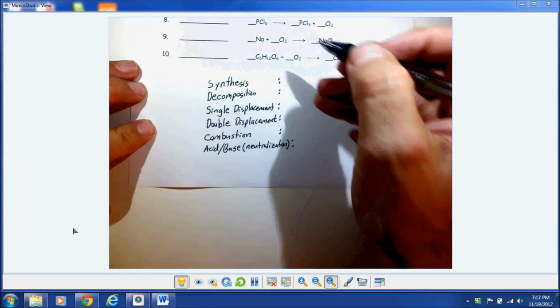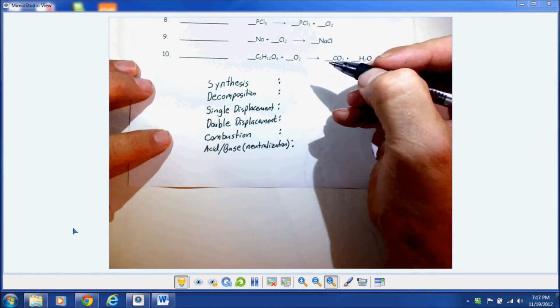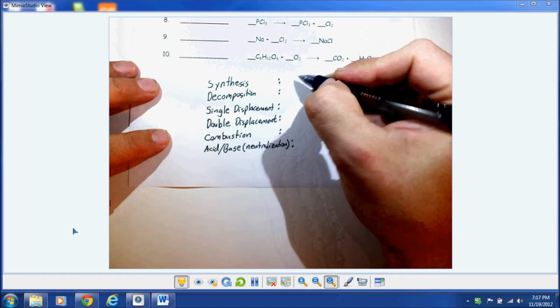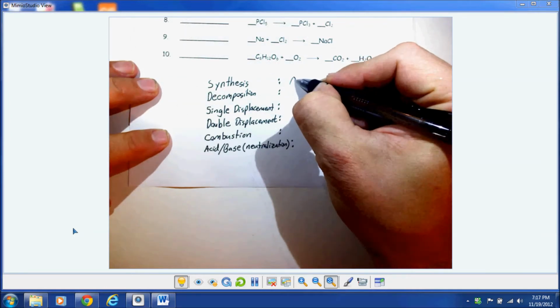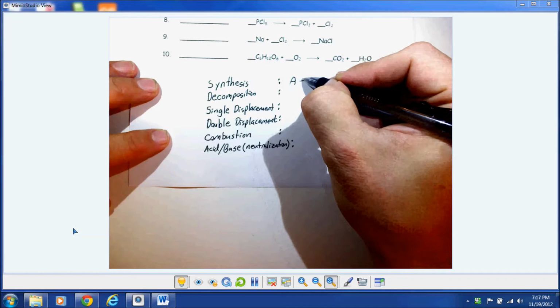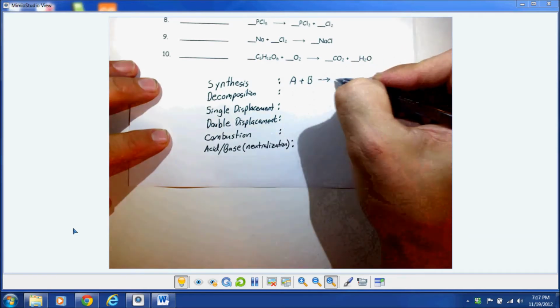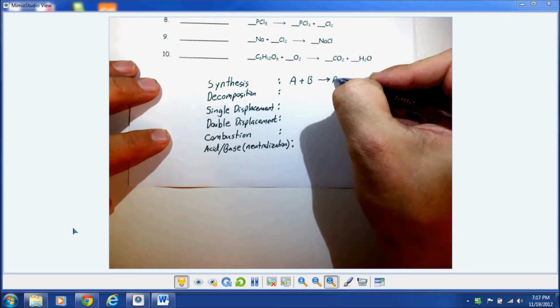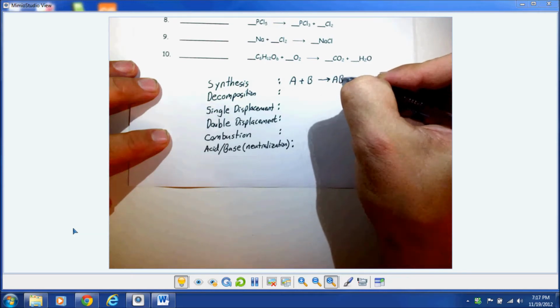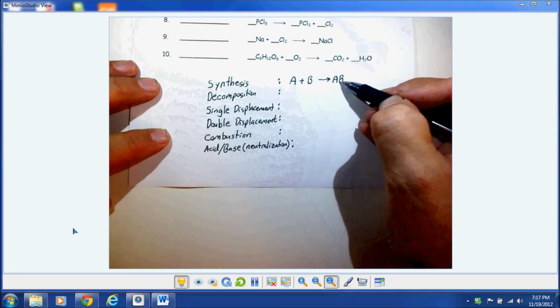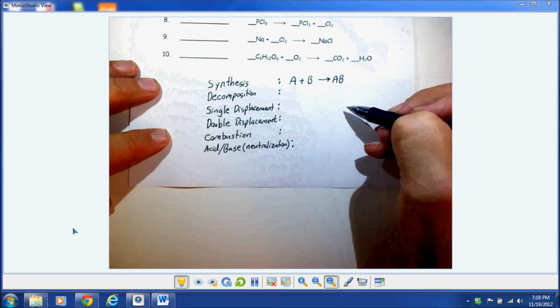Let's begin by going over the 6 types of reactions that we've covered so far. The first one is synthesis. In a synthesis reaction, 2 reactants, we'll call them A and B, combine to form a third product, AB. A and B can be either elements or compounds. AB is always a compound.